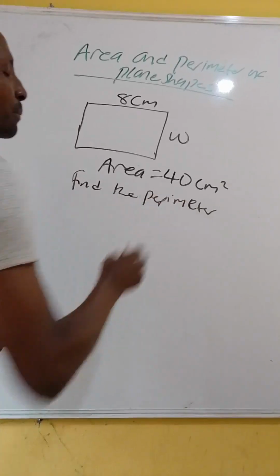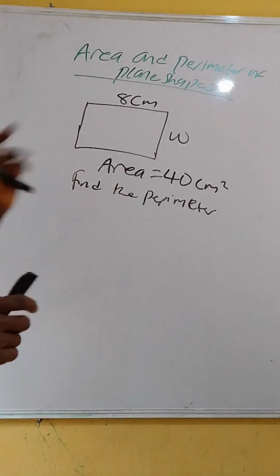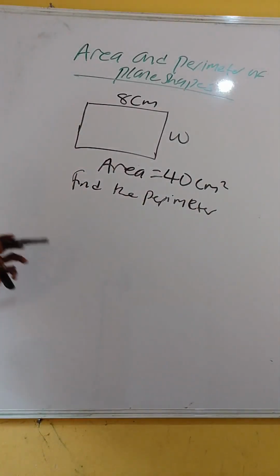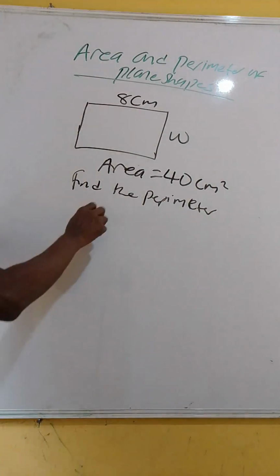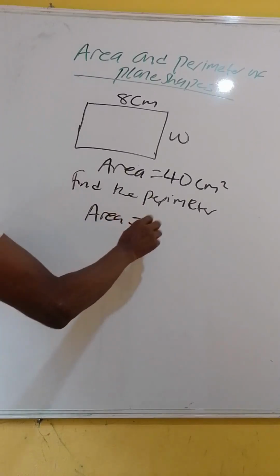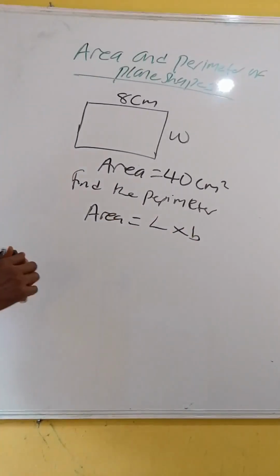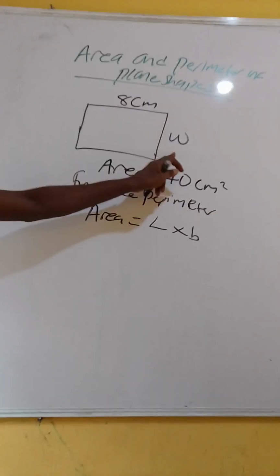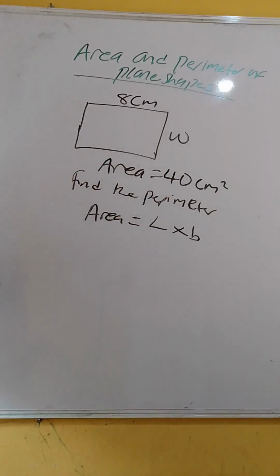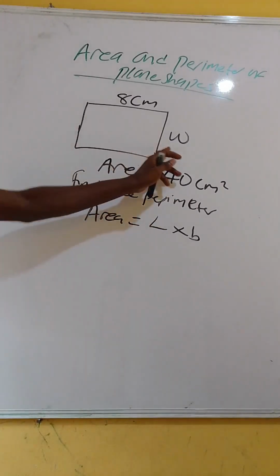Perimeter. We are asked to find the perimeter of this shape. So first thing you must know, let me tell you what you must do. You know the area of a rectangle is length times breadth. That means if I multiply this by this, I should get 40. As simple as that. So the first thing, I don't know my width.